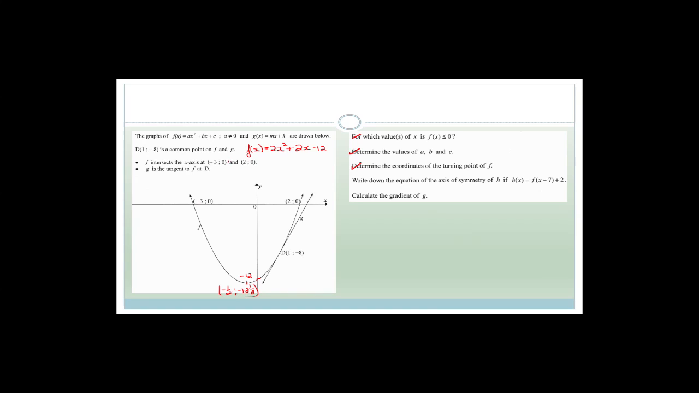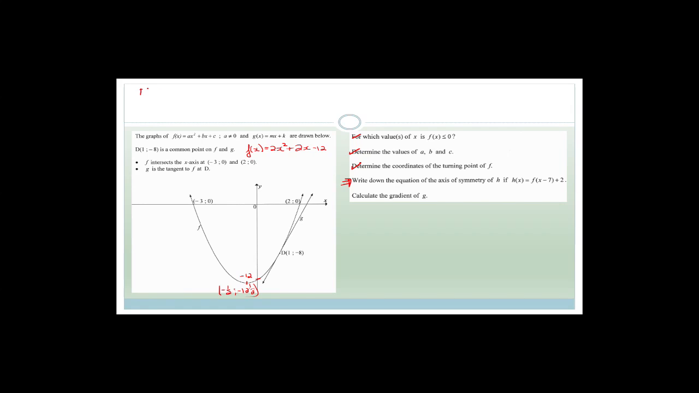What we had was a parabola and we've got a straight line. f(x) is equal to ax squared plus bx plus c. And we worked out that the equation for ax squared plus bx plus c is actually 2x squared plus 2x minus 12, which means that the y-intercept is minus 12. We also worked out that the turning point of f was (minus 1/2; minus 12.5). And we were about to start this question here.